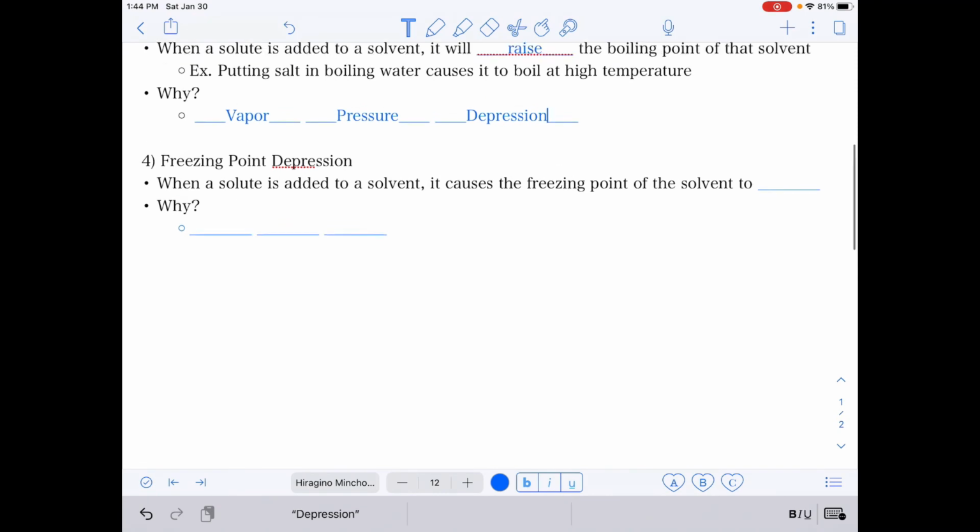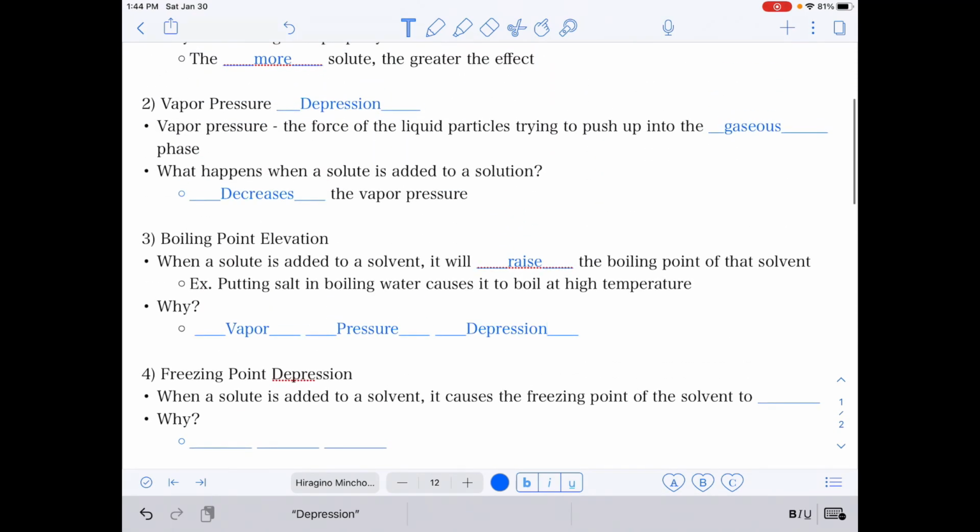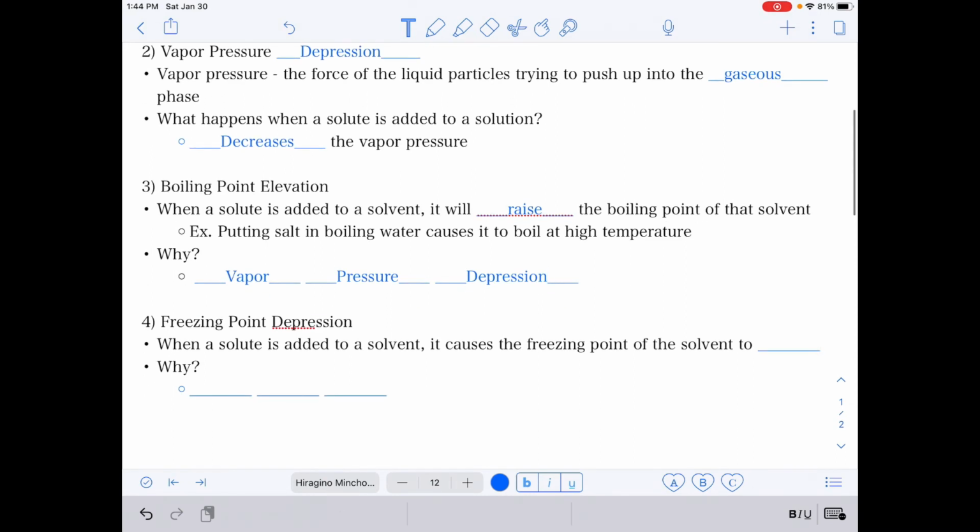And the fourth one, which again goes hand in hand with vapor pressure depression and is similar to boiling point elevation, is freezing point depression. And we're going to say that when a solute is added to a solvent, it causes the freezing point of that solvent to decrease. So again, it's linked to vapor pressure depression.